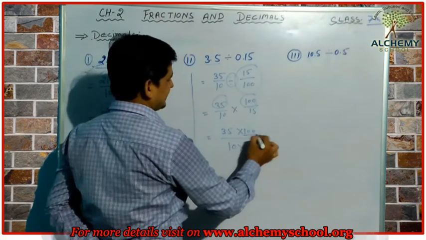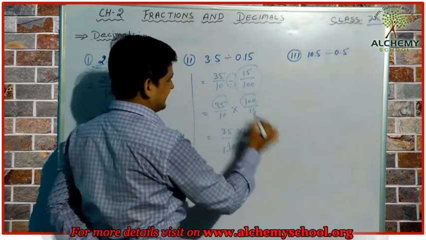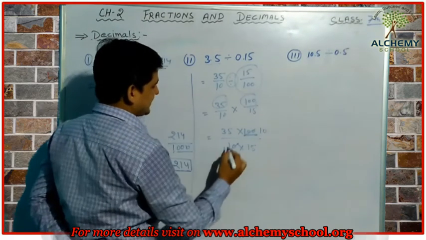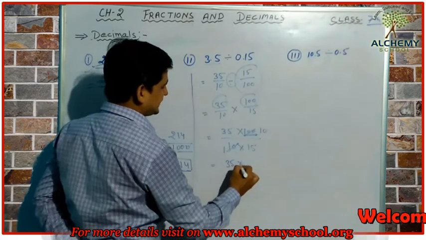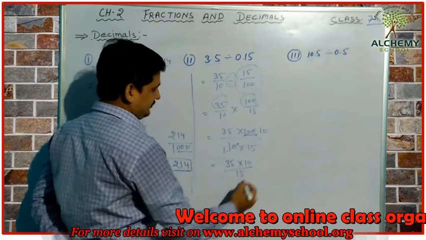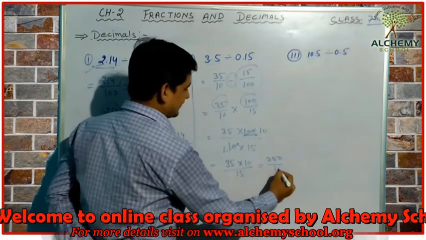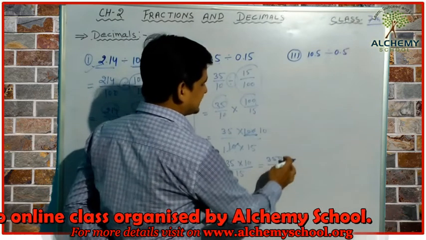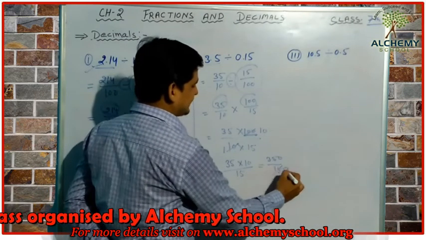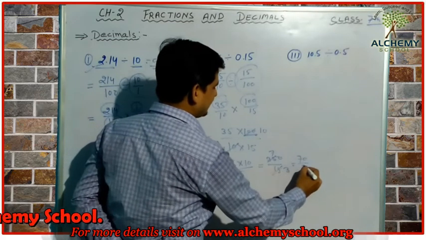We can divide this 100 by 10: 10 ones are 10 and 10 tens are 100. Now we have 35 into 10 upon 15. We can write the answer here, 350 upon 15. Both the numbers are divisible by 5. So 5 threes are 15, 5 sevens are 35. So we have 70 upon 3.